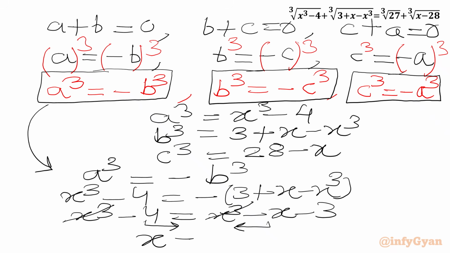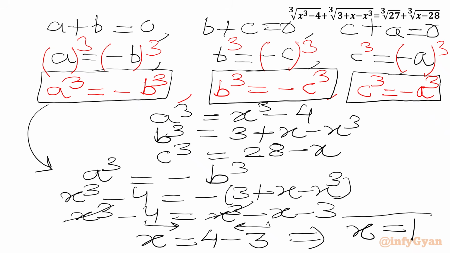So x will be equal to 4 minus 3. Here we have our first real solution, x equal to 1. Now we will take up b cube equal to minus c cube. So let me write here b cube equal to minus of c cube.